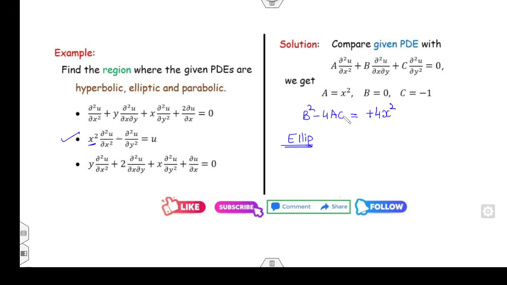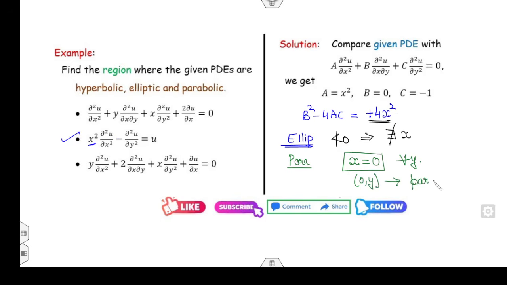Elliptic कब होना चाहिए? जब ये less than 0 आएगा. लेकिन 4x square can never be less than 0. Therefore, there does not exist any x such that the given PD is elliptic. Parabolic कब होगा? Parabolic only when it will be 0. That means x is equal to 0 is the point where it will be parabolic. But for what value of y? क्योंकि आपके independent variable 2 हैं ना. So any value of y, with x equal to 0, corresponds to the parabolic nature.